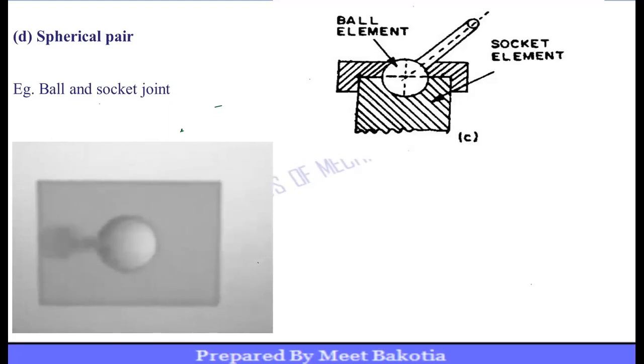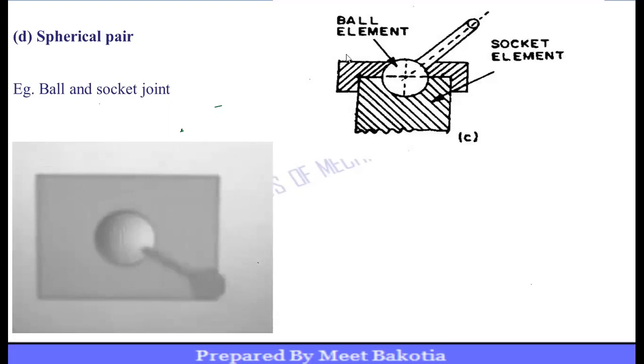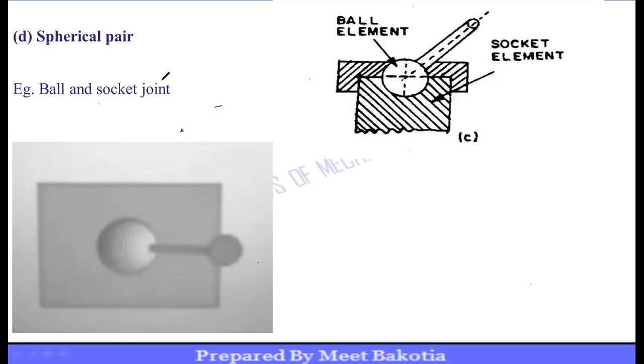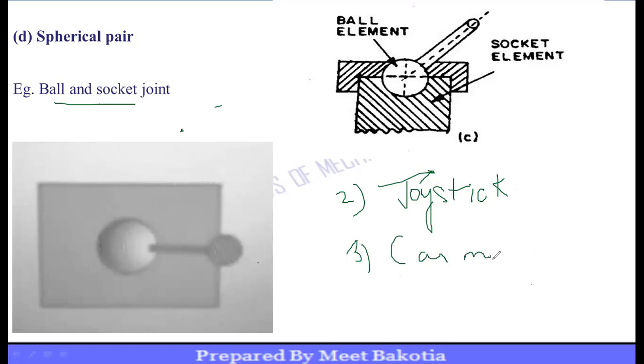So I'll call it the spherical pair. What would be the possible examples of this? The one written over here is the ball and socket joint. The second one I already told you: when you play video games, you use the joystick. So the joystick of video games is an example of a spherical pair. The third one is a very practical, actual engineering example: the attachment of the car mirror. The attachment of the car mirror is a clear-cut example of a spherical pair. The pen stand is also an example of a spherical pair.